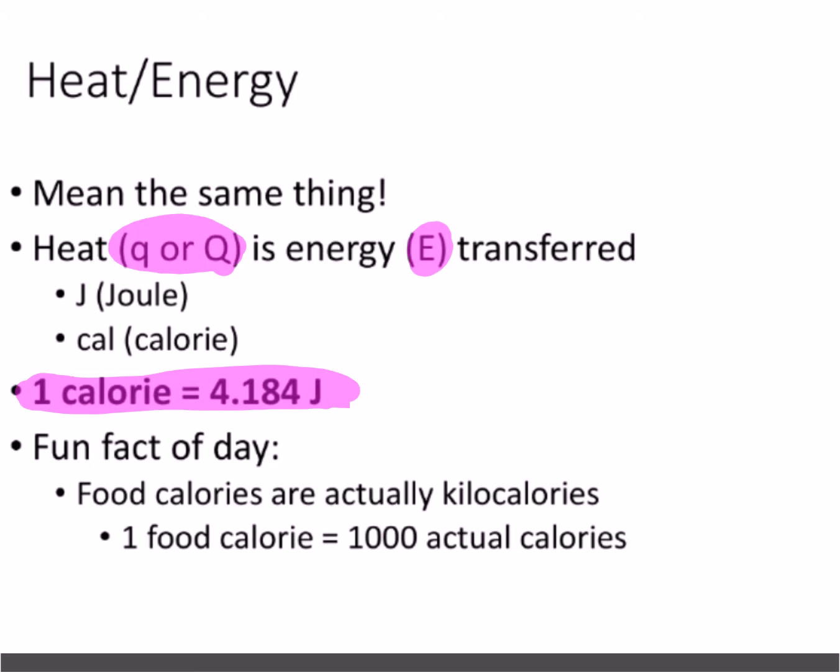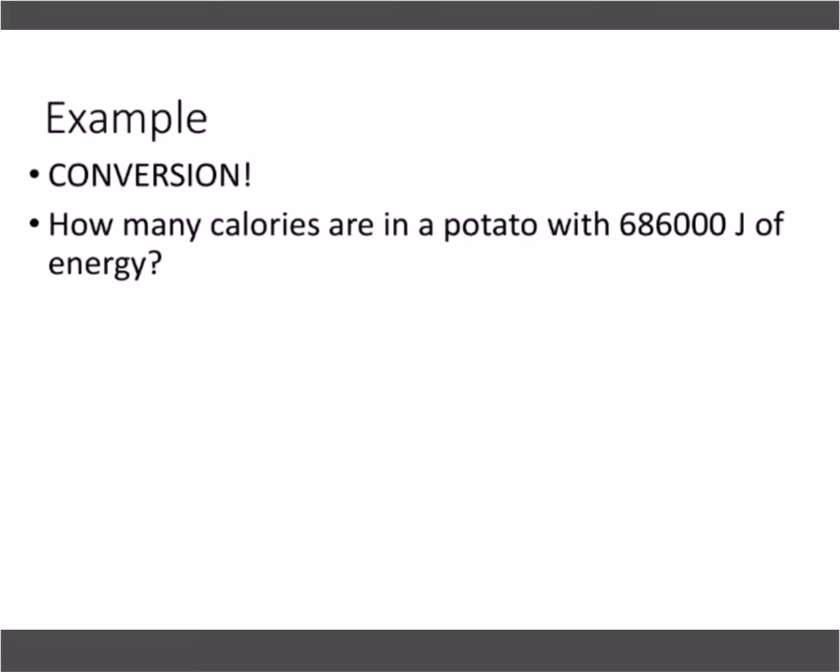All right. Here we go. Here's our example conversion going between calories and joules. It says, how many calories are in a potato with 686,000 joules of energy? What's our first step? So what should we do first? Given. Always start with a given, folks. You should know that by now.